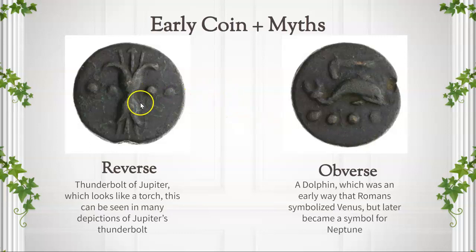So here we see a coin with the reverse showing a thunderbolt of Jupiter, and you can tell that it is Jupiter's thunderbolt because it is a torch-shaped object with the arrow pointing out and the two prongs on the side. And then on the obverse here, you have this dolphin, which many people would immediately connect to Neptune, obviously, but in the early stages of Rome, this actually would have been a symbol of Venus, who is said to have come out of the sea in many myths.